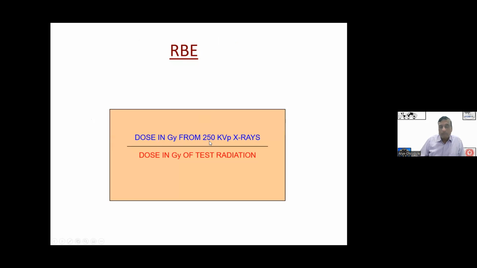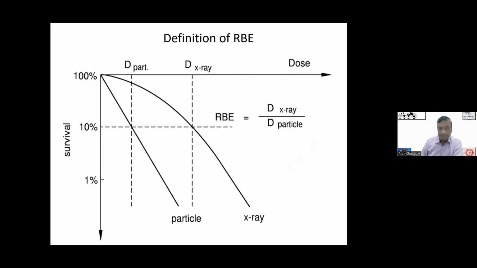RBE is the dose in gray from 250 kVp X-rays divided by the dose in gray of the test radiation to produce the same kind of effect, the same kind of biological damage. For example, X-ray requires, say, 10 gray to produce an effect, and alpha particle requires only, say, 2 gray. Then 10 divided by 2 is equal to 5. So RBE is 5 for alpha particle. Just an example to show how to calculate this RBE.